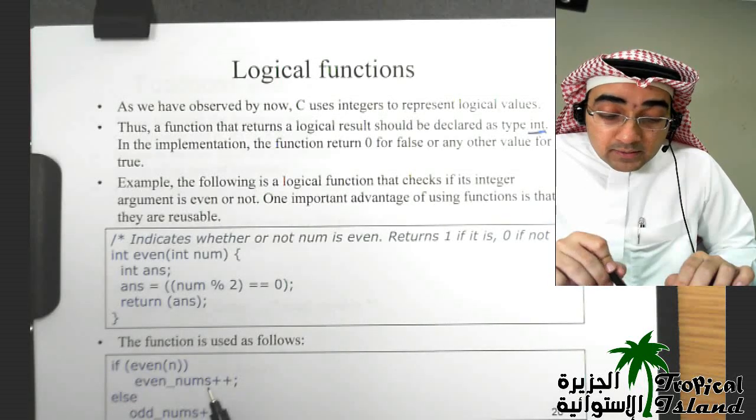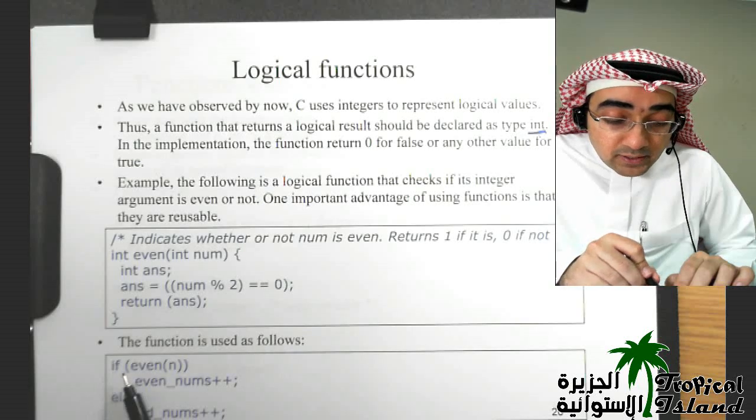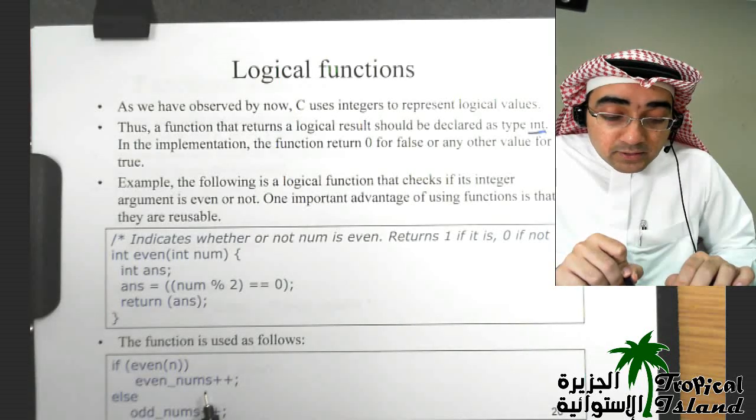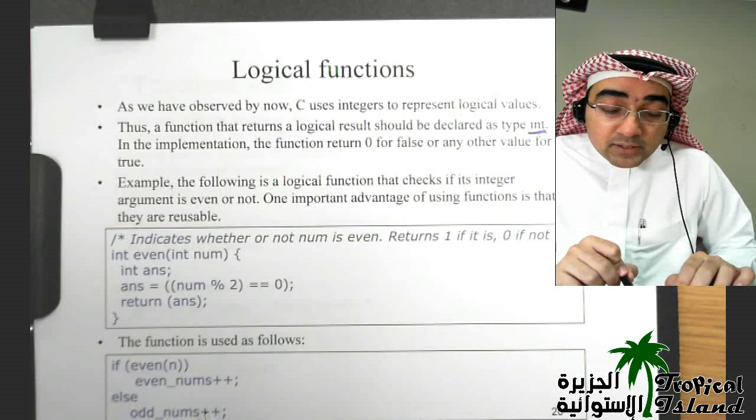Usually you use the function as follows: if even, you increase the number of even numbers by 1, otherwise you increase the number of odd numbers by 1.